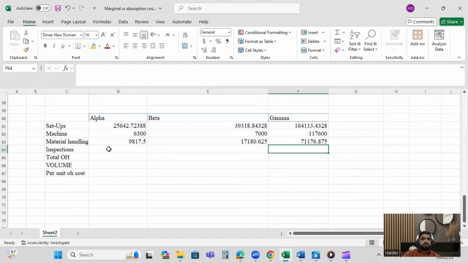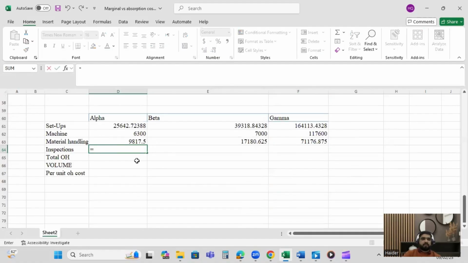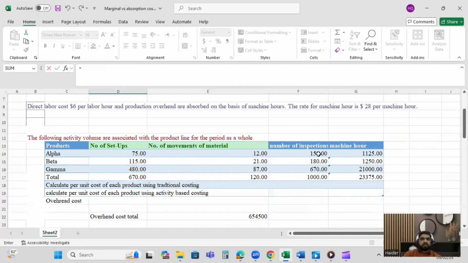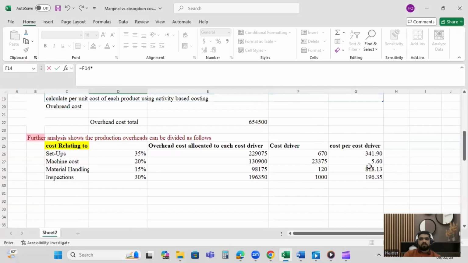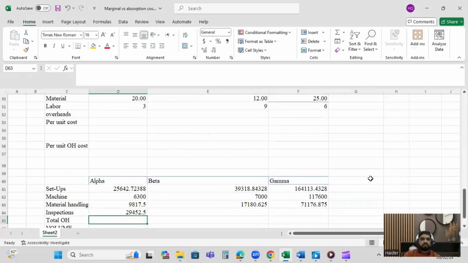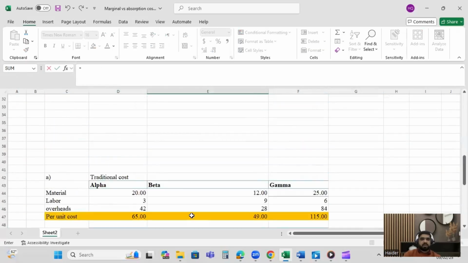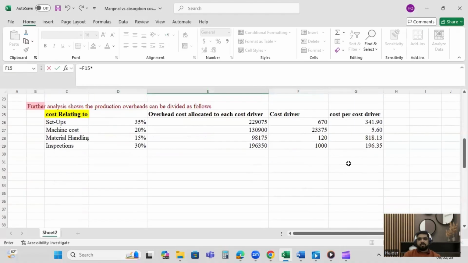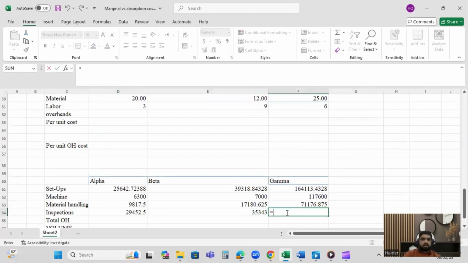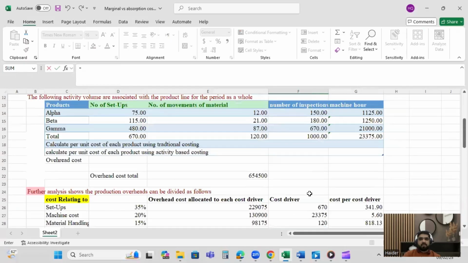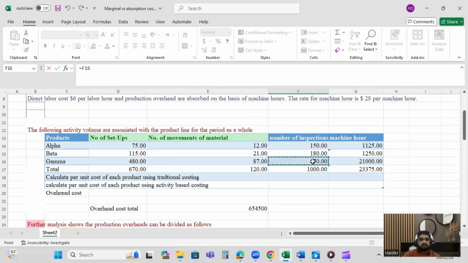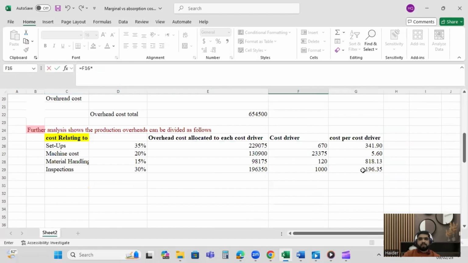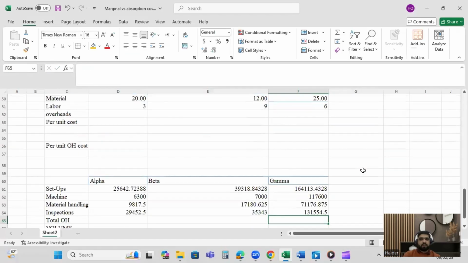Lastly, we need to do the number of inspections. How many inspections were made for product alpha? In the data, we have been given 150 inspections. Per inspection, the cost driver is 196.35. Enter. For product beta, how many inspections were made? 180 times the per inspection cost, 196.35. For product gamma, how many inspections were made? It's here, 670 times the per inspection cost, the cost driver.